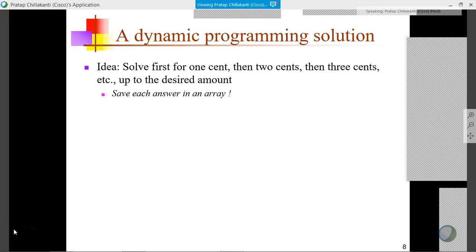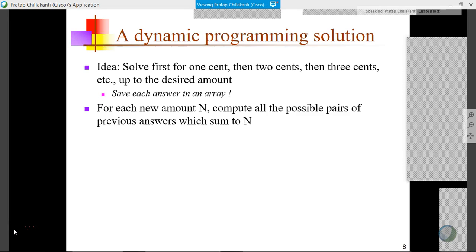What is the best approach? It's kind of like Dijkstra's problem, right? You calculate the shortest paths, right? We did the shortest paths problem. Once you compute, it is there in memory or in some table. Then it becomes easy. So now you can see that for each new amount n, compute all the possible pairs of previous answers which sum to n.